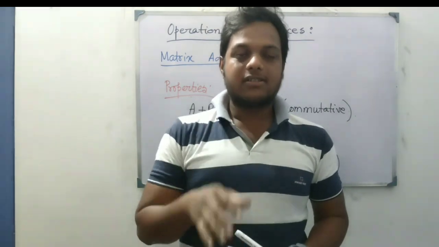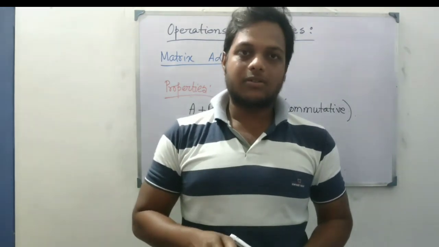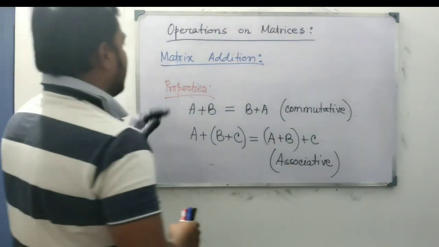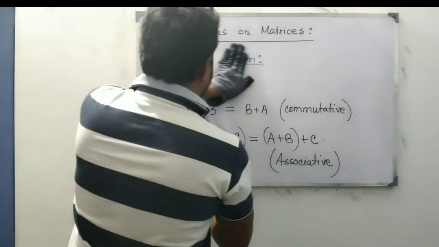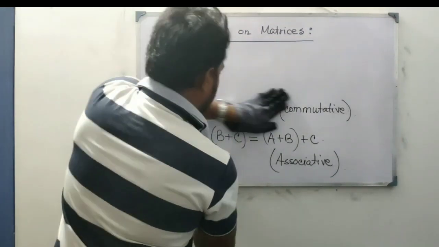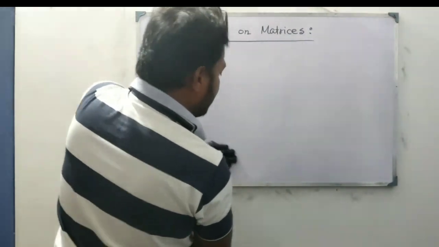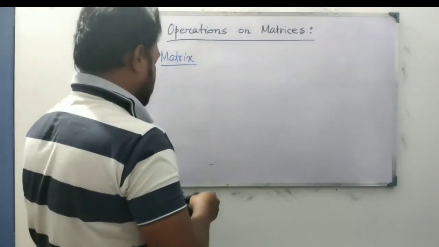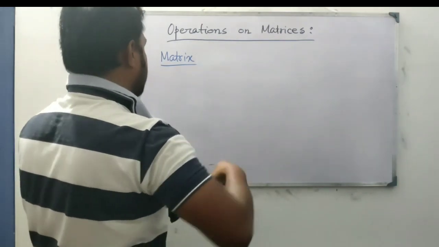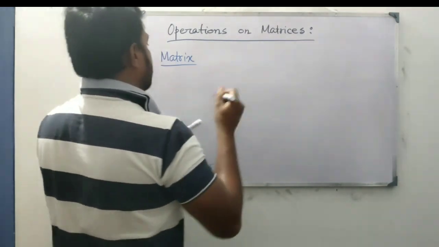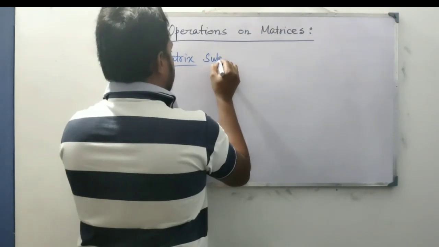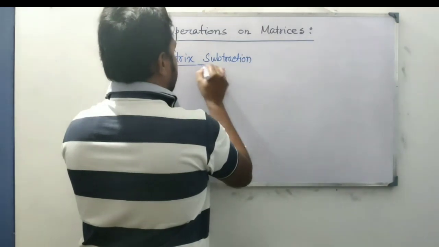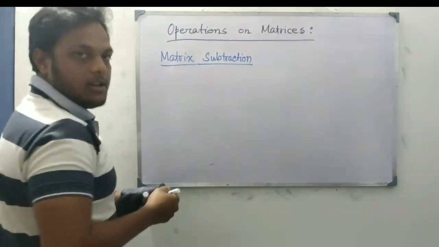Okay, next, matrix subtraction means the same concept. You have to just subtract the corresponding entries, or corresponding elements. Clear? So I am considering an example, then it will be clear to you. Next heading, matrix subtraction. By an example you can understand. Suppose I am considering an example.